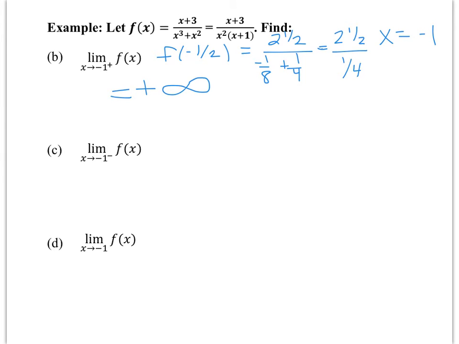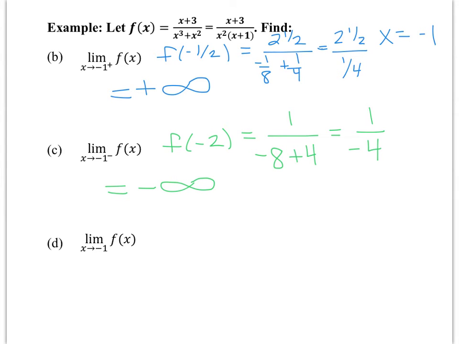All right, so then I want to look at the limit as x approaches -1 from the left. So let's try -2. All right, this way I don't have to deal with a fraction. So f of -2, -2 plus 3 is +1. -2 cubed is -8. -2 squared is +4. And this is 1 over -4. So now we know this is going to be getting smaller and smaller and smaller. It's going to -infinity. So that tells me my limit does not exist. They didn't both go to positive. They didn't both go to negative. They're going in opposite directions on the graph.